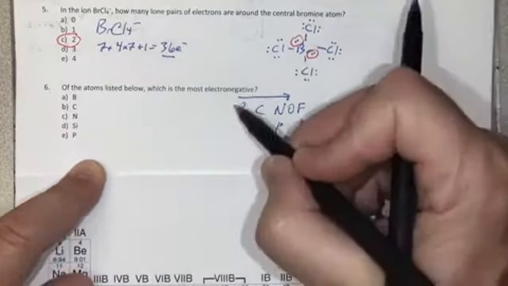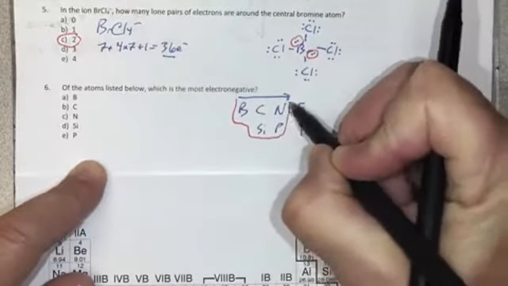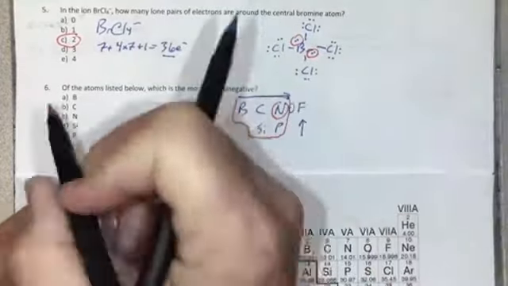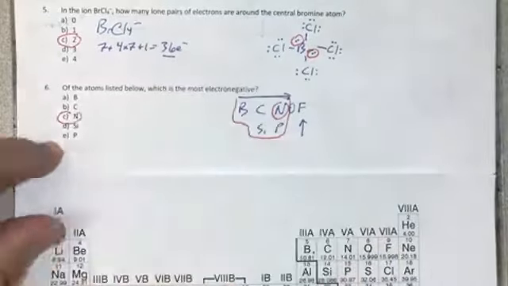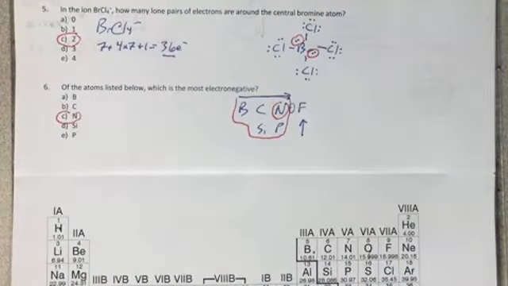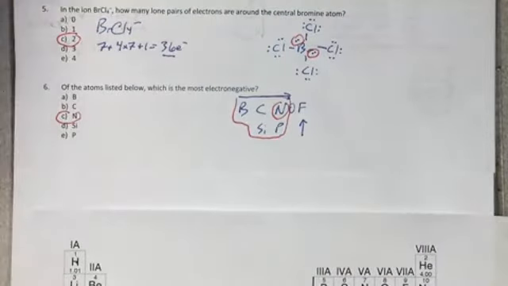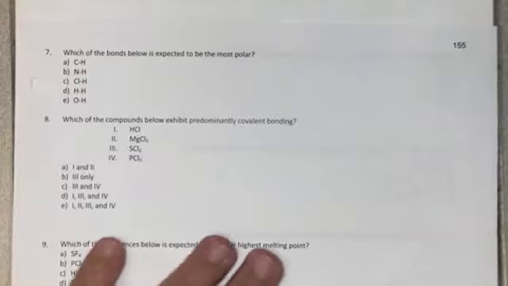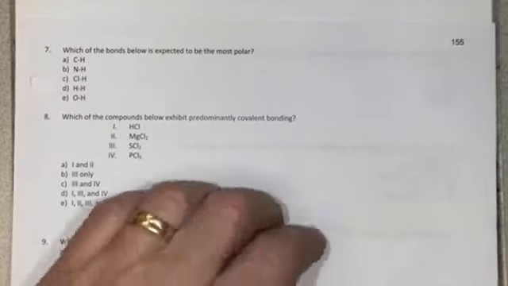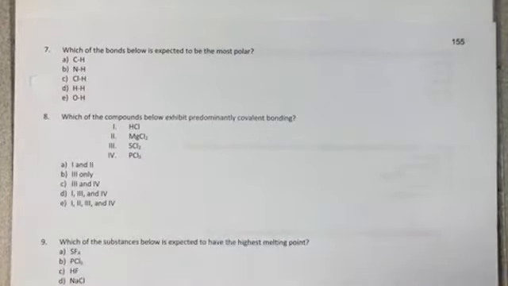So of these 5 elements, which is the most electronegative? Of these 5, nitrogen is the most electronegative element. So the correct answer to number 6 is choice C. Okay, we turn the page over, or we go to the next page, I guess. The next page, question number 7, says, which of the bonds below is expected to be the most polar?